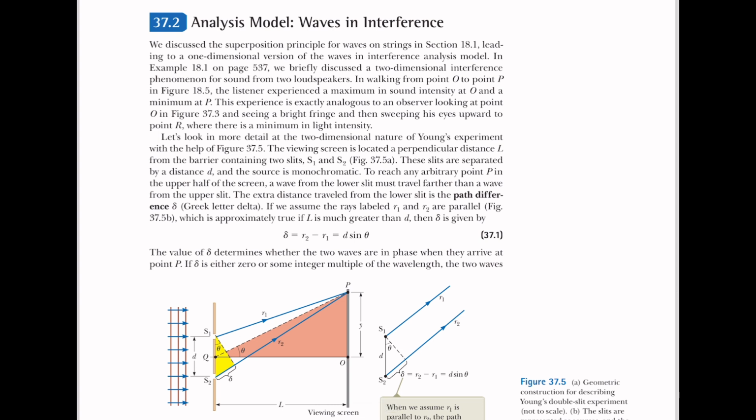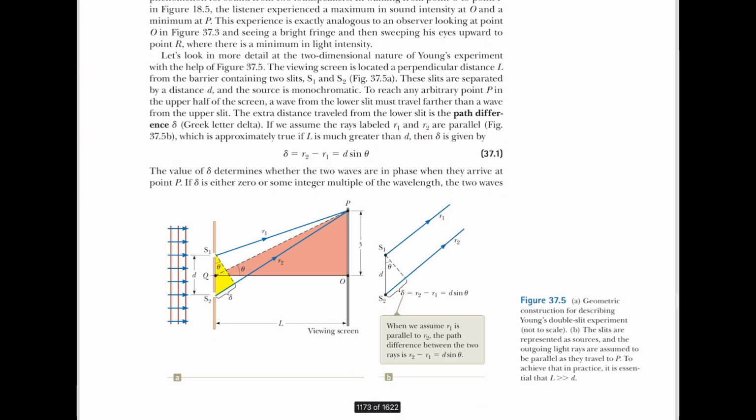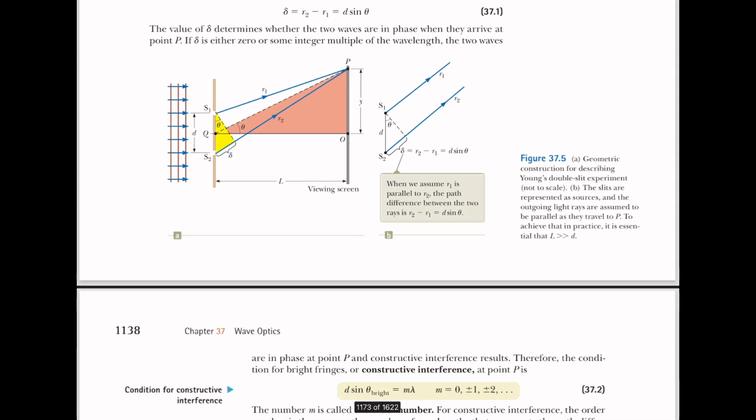Analysis model, waves in interference. We discussed the superposition principle for waves on strings in section 18.1. Okay, we did not read that. Leading to the one-dimensional version of the waves and interference analysis model. Okay, I'm not going to read all that. Let's look in more detail at the two-dimensional nature of Young's experiment with the help of figure 37.5. This is kind of interesting to me. 37.5 over here, geometric construction for describing Young's double slit experiment, not to scale. The slits are represented as sources, and the outgoing light rays are assumed to be parallel as they travel to P.